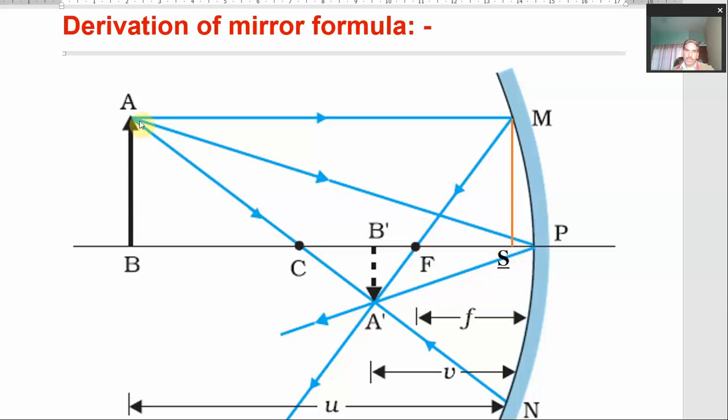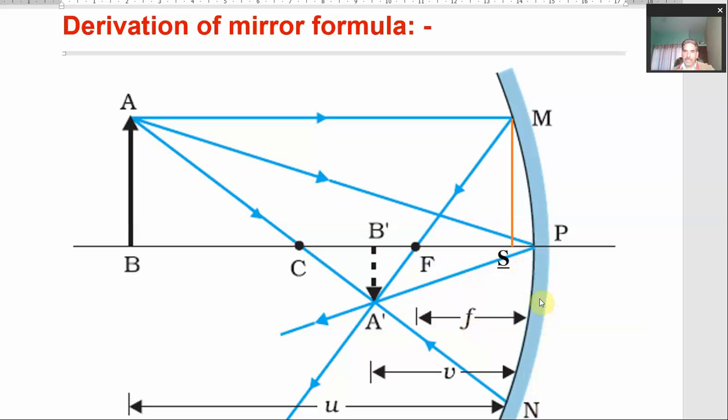So this is the object AB, its distance is represented as U, and this is the image A'B', its distance is represented as V, and the distance of the focus from the pole of the mirror is taken as F. All the distances are taken from the pole of the mirror. This is according to the sign convention, the first sign convention.